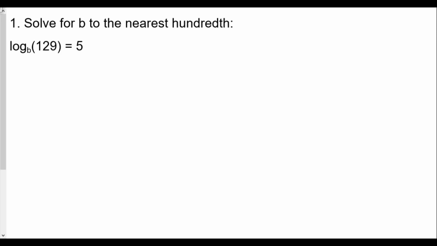All right. And of course, watch them over again, pause the video, go through this and everything, and make sure that you follow the steps involved. So question number one says solve for b to the nearest hundredth. The idea is that we're going to rewrite this log function into an exponential function. We use our template of log base b of x equals y becomes b to the y equals x.